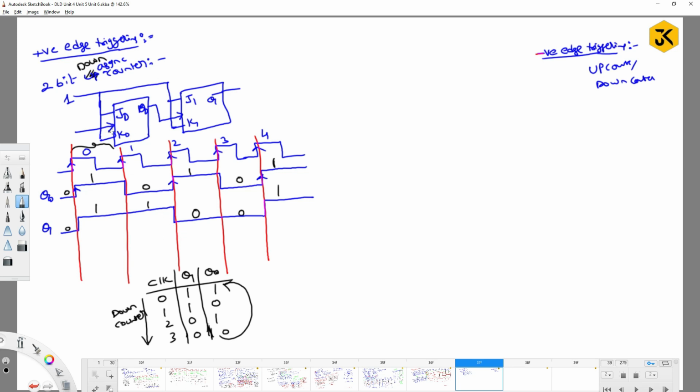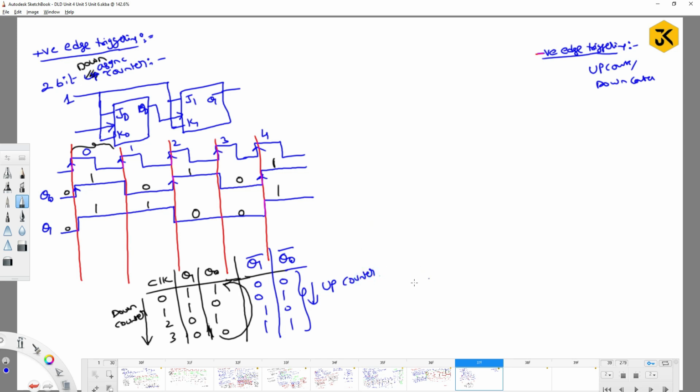I hope you now understood the difference between the positive edge triggering counter and the negative edge triggering counter. Now if I try to change its values to the reverse direction, as you are getting these values here, why can't we complement these values? If I record the complement of these values, we can get an up counter: 0 0, 0 1, 1 0, 1 1. This is one of the procedures of getting the opposite value. So this one I can call an up counter.